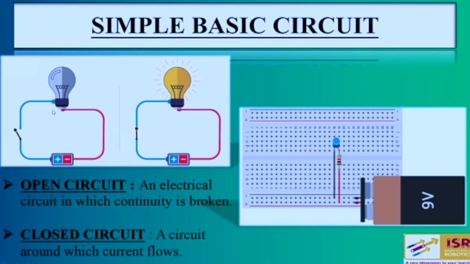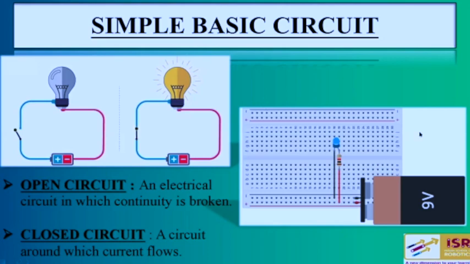You can see in the very first picture in which the bulb is not glowing. So open circuit is the one in which continuity is broken. In the image, you can see that the switch is not closed or it is not connected with the blue wire. So this very first photo is acting as an open circuit. And in the second one, you can see that switch is connected with the blue wire and the bulb is glowing. So that means a closed circuit is the one in which the current flows, and the open circuit is the one in which the continuity is broken.